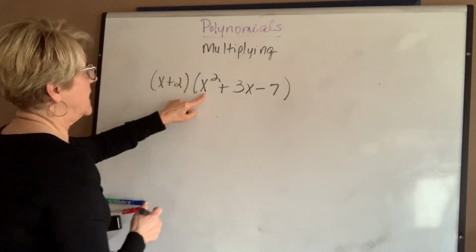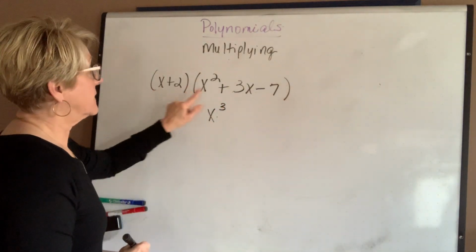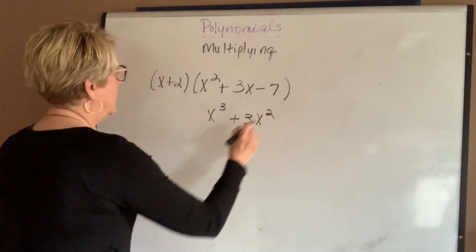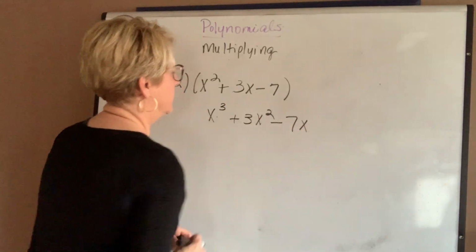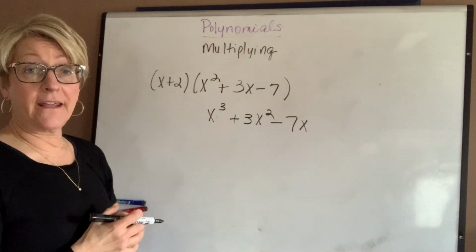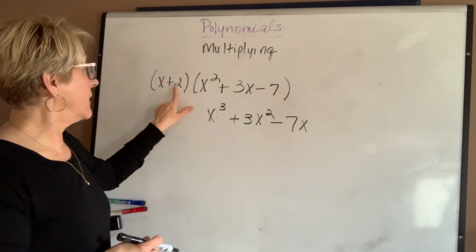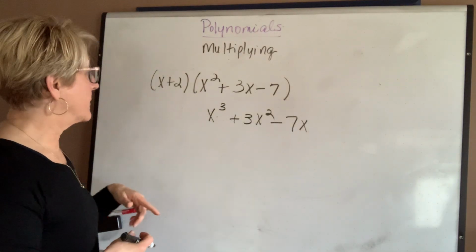Here we go. X times x squared. X times 3x. And x times -7. That's the first stage. Now we get to the second part. I'm going to distribute this 2 to everything in the parentheses. But watch what I do with it.